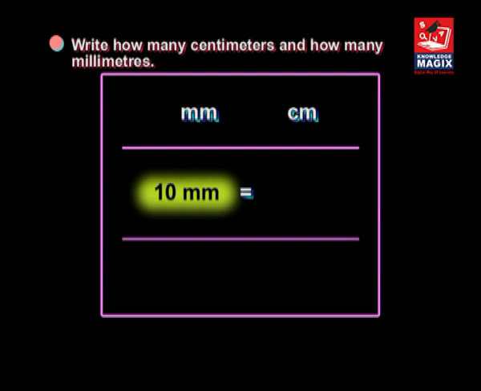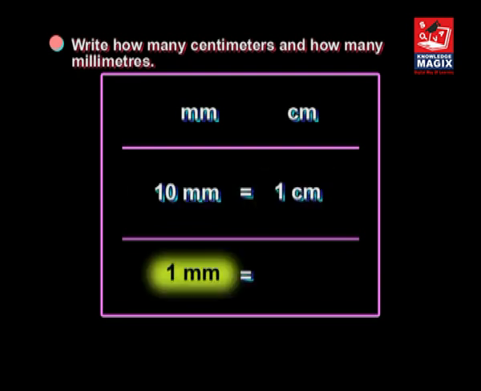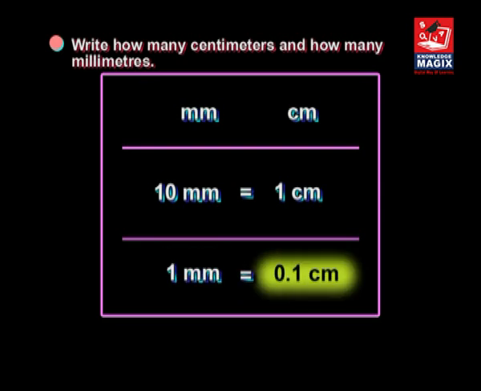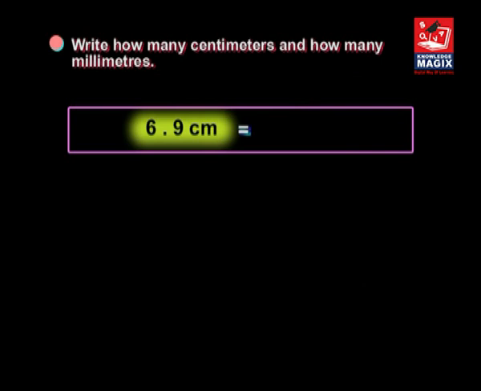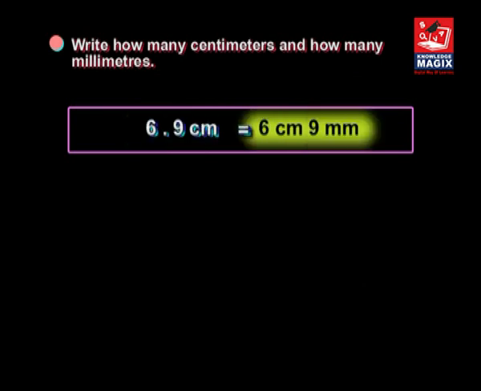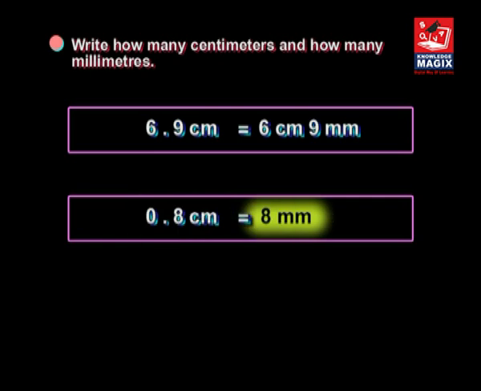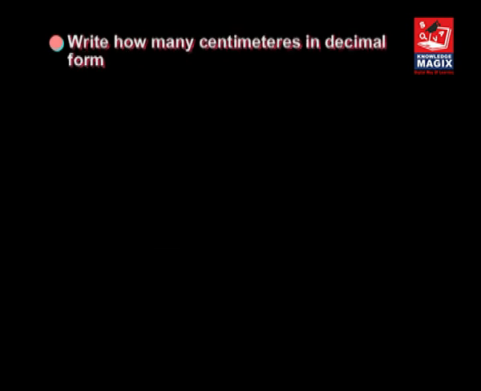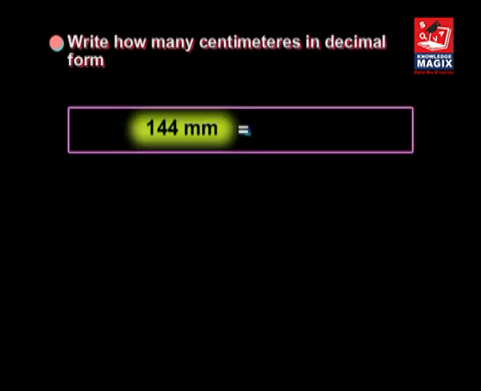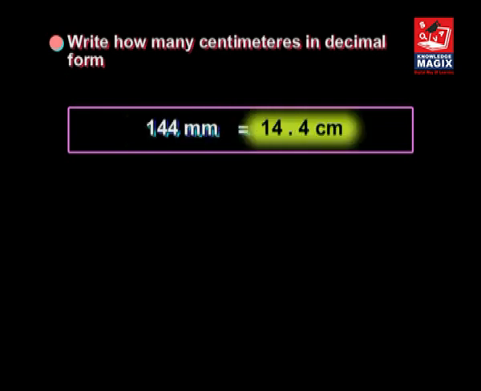10 millimeter is equal to 1 centimeter. So 1 millimeter is equal to 0.1 centimeter. So 6.9 centimeter is equal to 6 centimeter 9 millimeter. 0.8 centimeter is equal to 8 millimeters. Then write how many centimeters in decimal form. 144 millimeters is equal to 14.4 centimeters.